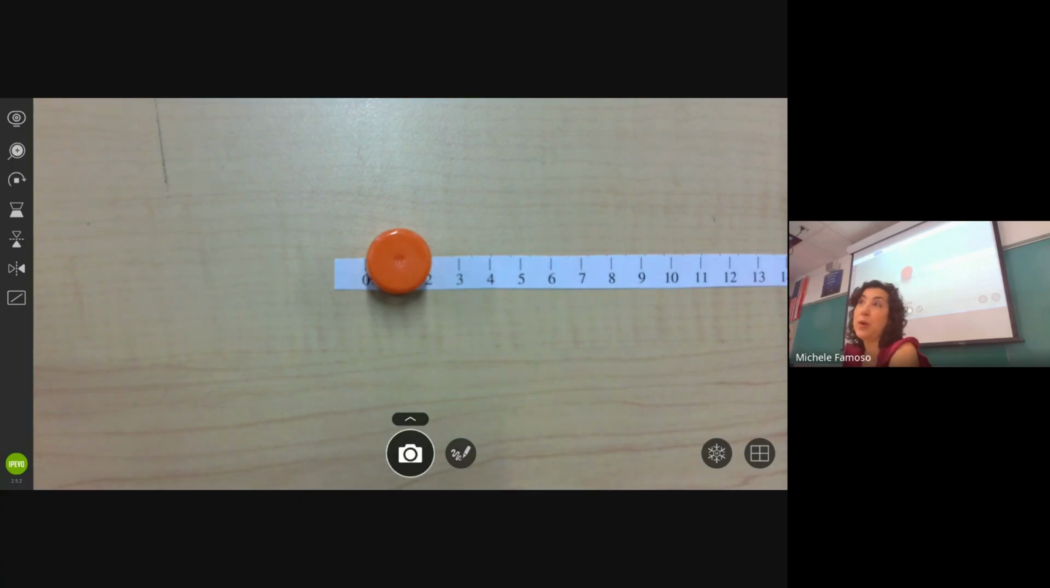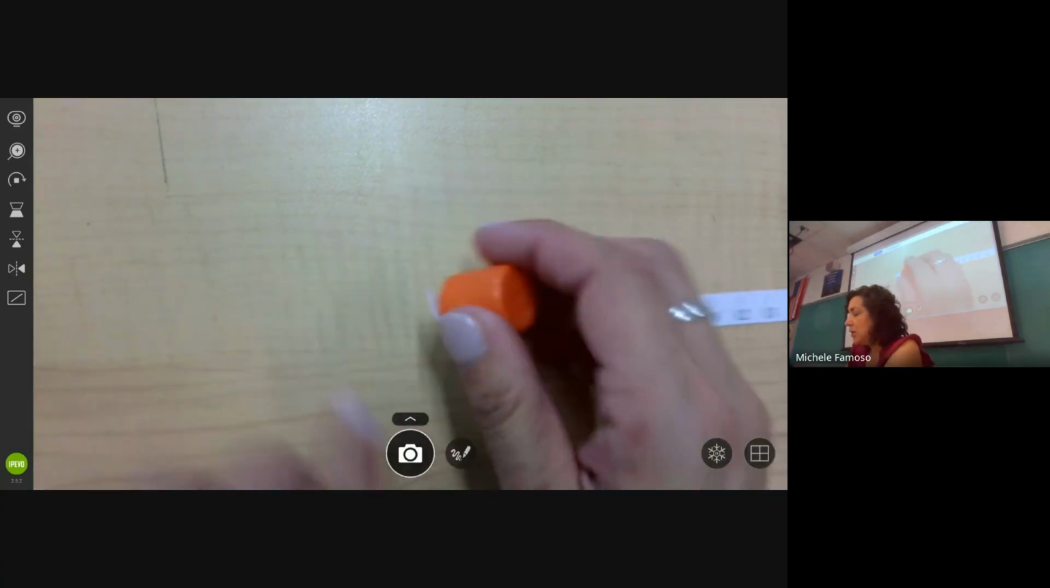But we couldn't say 2.15. Why can't I say it's 2.15 centimeters with this ruler? It's not precise enough. I don't know where the 0.1 and the 0.2 centimeters are. So how can I know where the half of the tenth of a centimeter is? There's no way to figure that out. Okay. So let's now practice making some measurements.